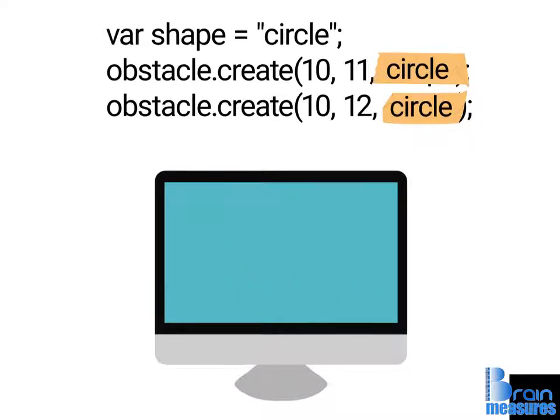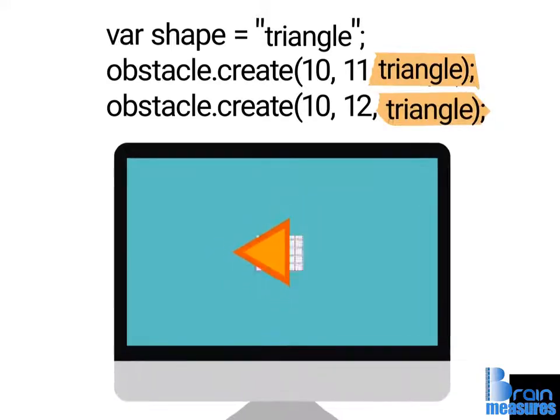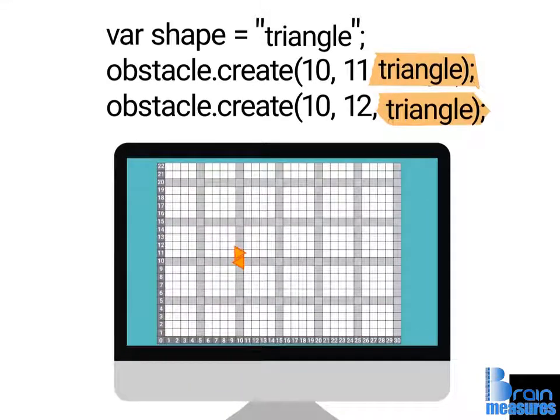What if we change our mind and want triangles instead of circles? All we need to do is switch out the word circle for triangle. The next time we execute our code, all the obstacles will be triangles. This makes it so much easier to change the shape of multiple obstacles all at once. We're ready to try this ourselves.